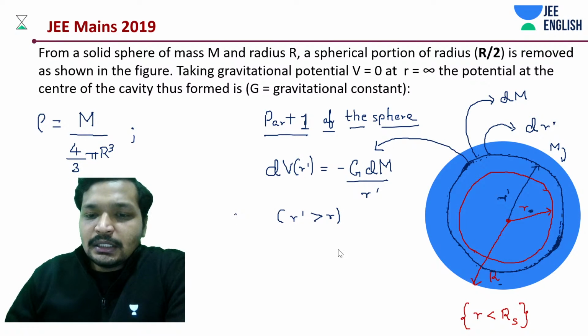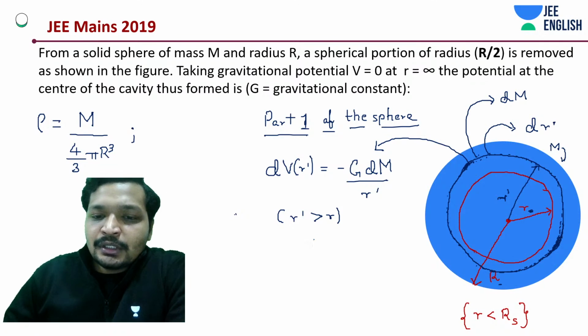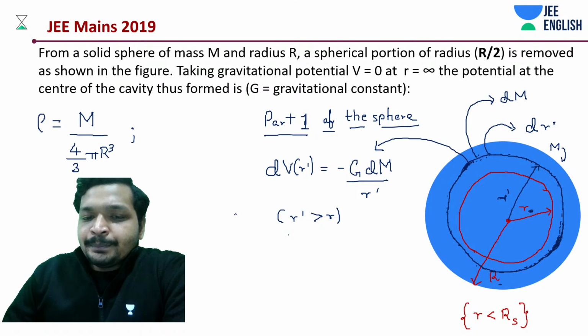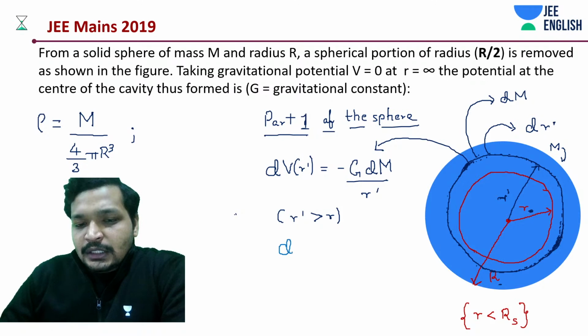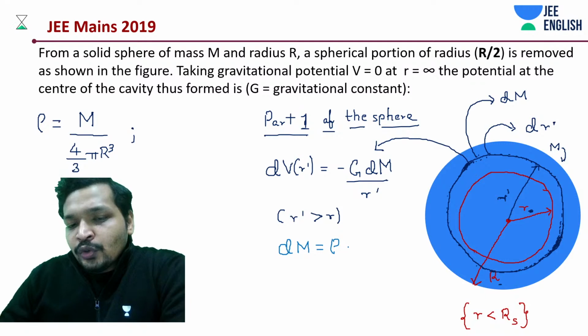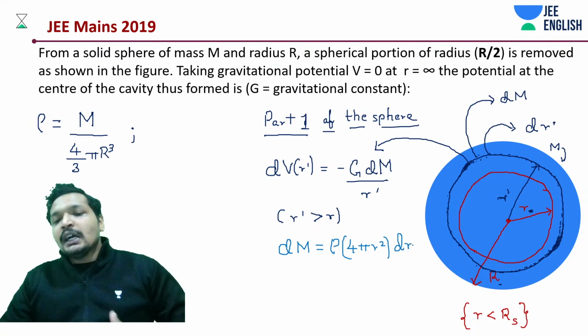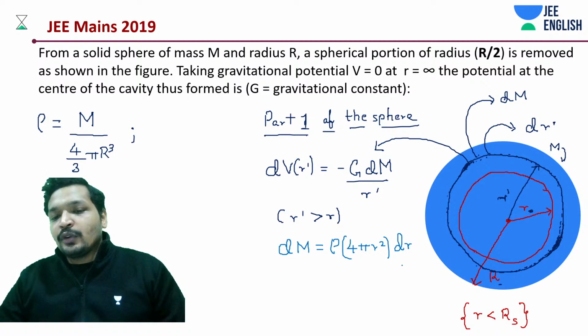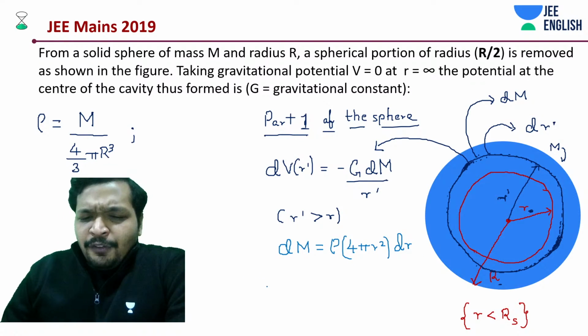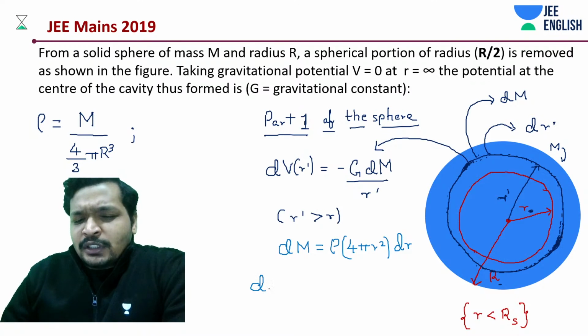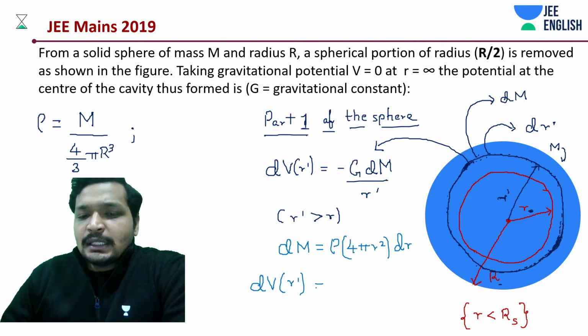Let's change the color a bit. I think this has become a monotonous color. What is the value of dm? dm is going to be rho into volume, 4 pi r square dr. 4 pi r square, surface area, into dr thickness becomes volume. For now, just substitute this value. You might not have seen this method before. If not, just try to grasp it right away.